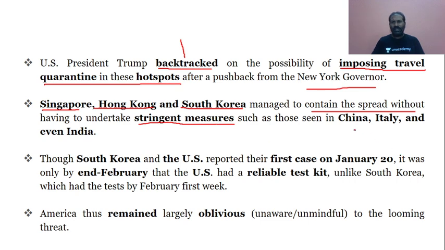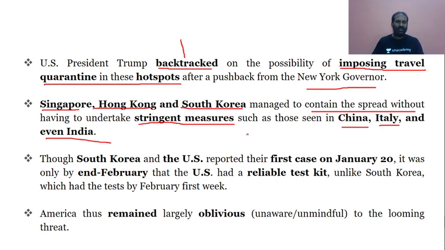And also we have seen, such as those in China, Italy, and even India, that we have gone ahead with stringent measures. Stringent measures were taken up in China, Italy, and India. But these countries, Singapore, Hong Kong, and South Korea, have not gone the way China, Italy, and India have gone ahead. They have gone ahead with a different kind of approach, that is in regards to diagnosis, and then restricting the people from traveling. So diagnosing was the main key to contain the spread of virus in Singapore, Hong Kong, and South Korea. So different measures were taken up, at the initial stage. So that was very important.